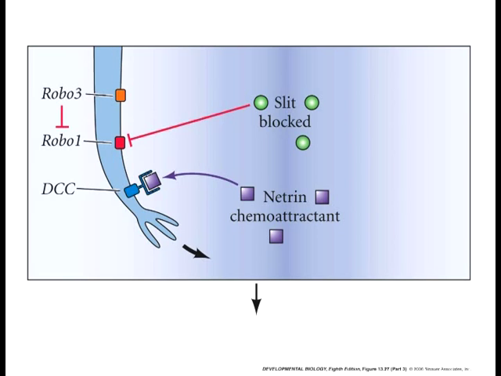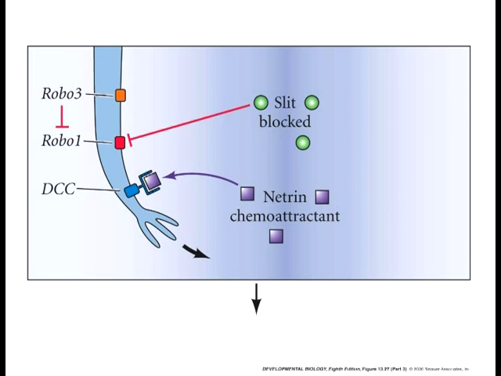And since robo1 gets blocked, guess what? Now DCC receptor gets turned on. Netrin attracts it. It moves across this region. And then guess what? Robo1 turns back on again, and it repels it back away from the midline. So there's actually receptors that are going down and others that come up, and then it goes back to the way it was, so that you get this very complex series of attraction and repulsion to allow these neurons to be able to cross the midline.